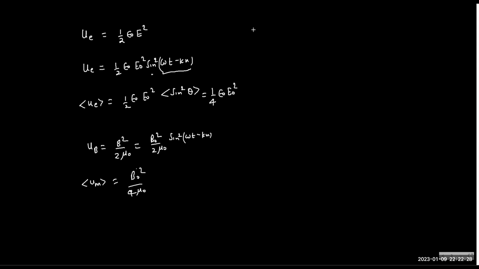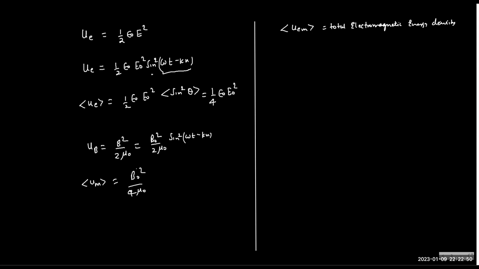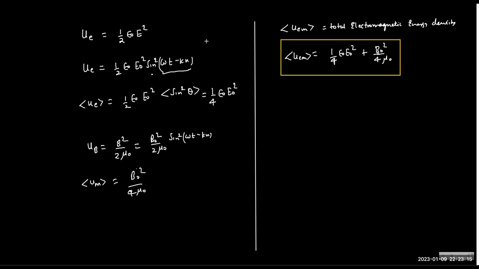So what is the total electromagnetic energy density? What is the average of U_EM? For the total electromagnetic energy density, you can just add the two values. So you will get 1 by 4 epsilon naught E naught square plus 1 by 4 B naught square by mu naught. This is the total energy density at any point of space due to the passing electromagnetic wave. I hope this is clear to all of you.